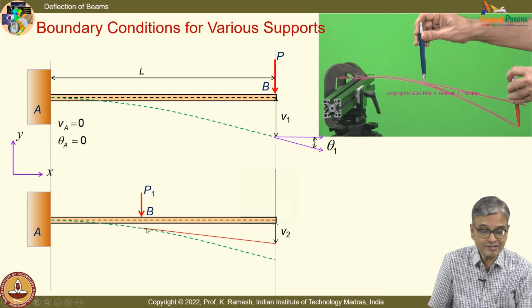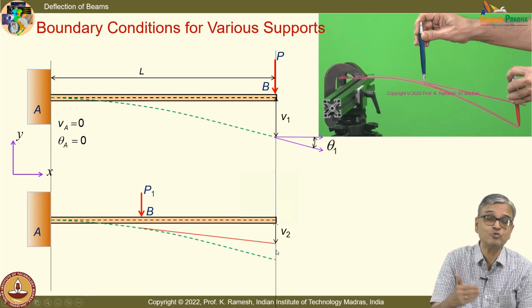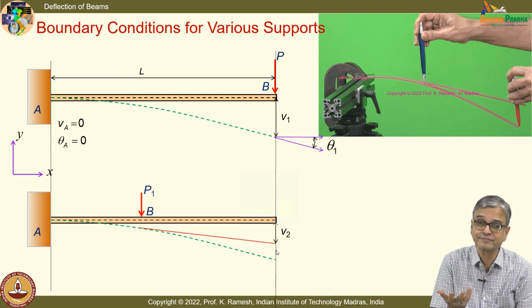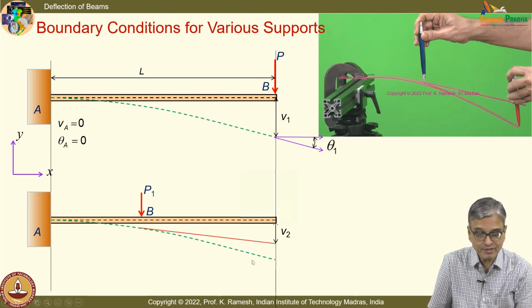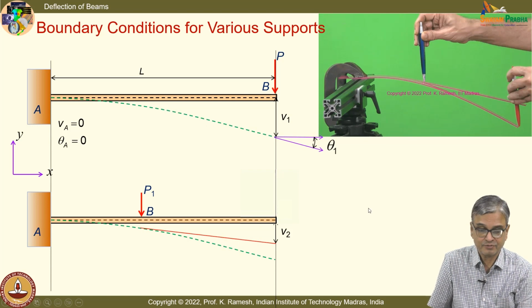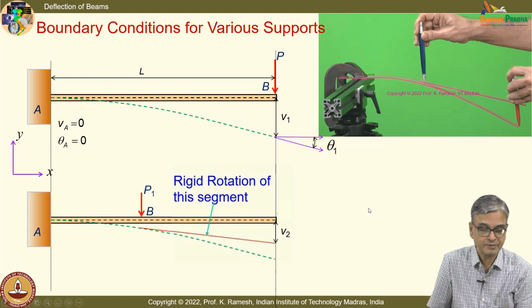And when I consider this as a rigid body, later on when we use the energy method, when you say rigid, it cannot store energy. Only when you say deformable, it can store energy. So you can have very interesting problems when you go to the energy, where you should recognize whether this segment where it is not loaded has a rigid body rotation. Okay. And that is what is indicated here.